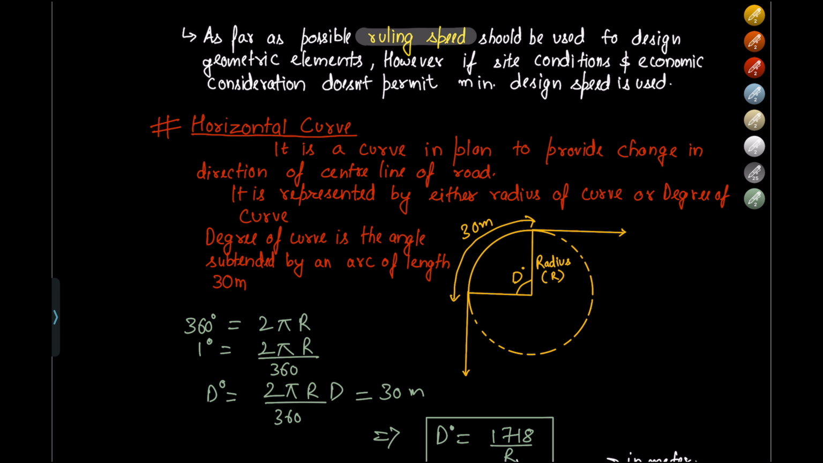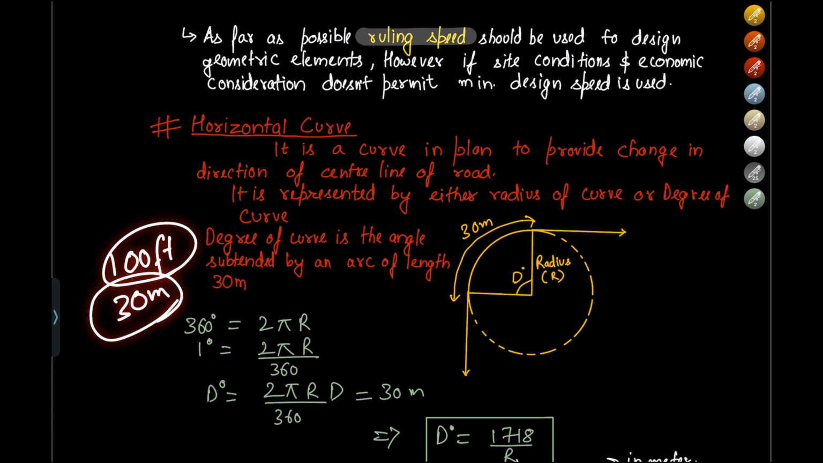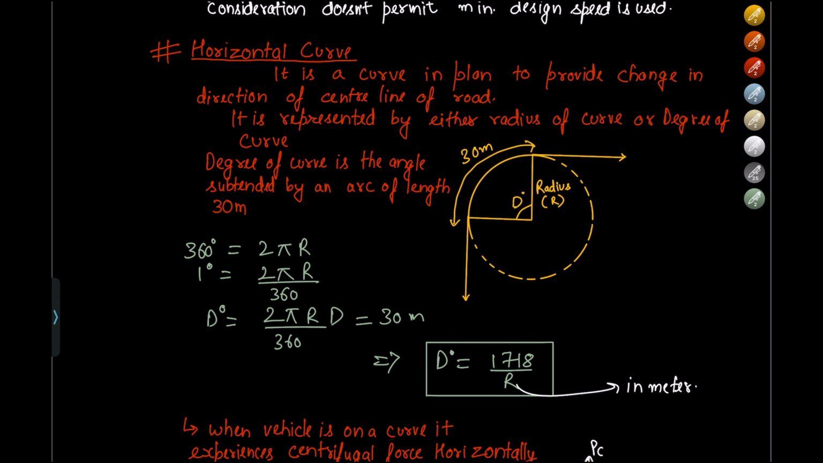So degree of curve is the angle subtended by an arc of length 30 meter. 30 meter is taken because it is the length of the chain. It is actually 100 feet, but for this consideration we'll take 30 meter, right? So in this diagram we can have a look.